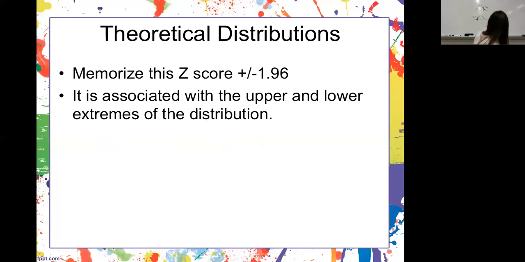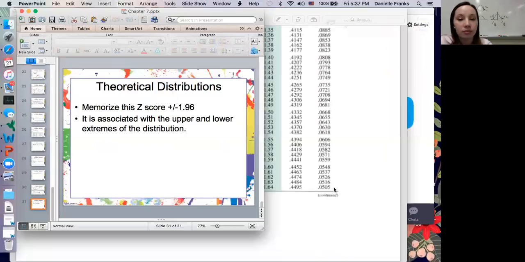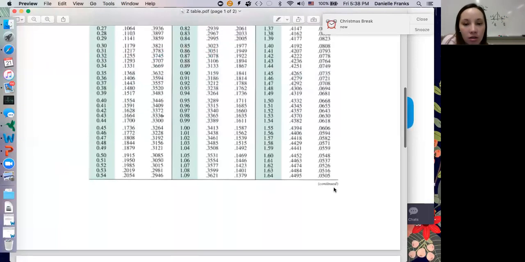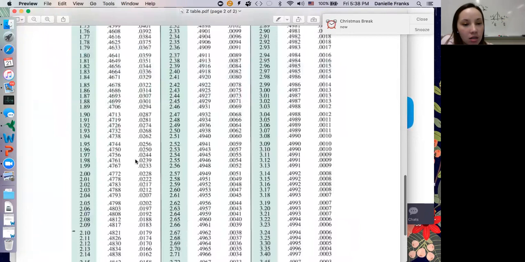So 1.96, negative 1.96. Let's go to our z table. If we look at our z to infinity column to find our 2.5% when it's converted into a decimal, that's 0.025. I'm sorry about that. So this decimal here is associated with 2.5% on each end of the extremes of the distribution.